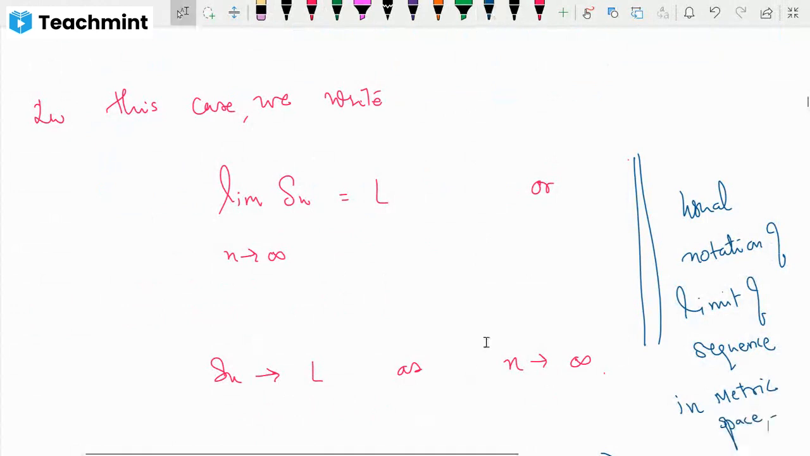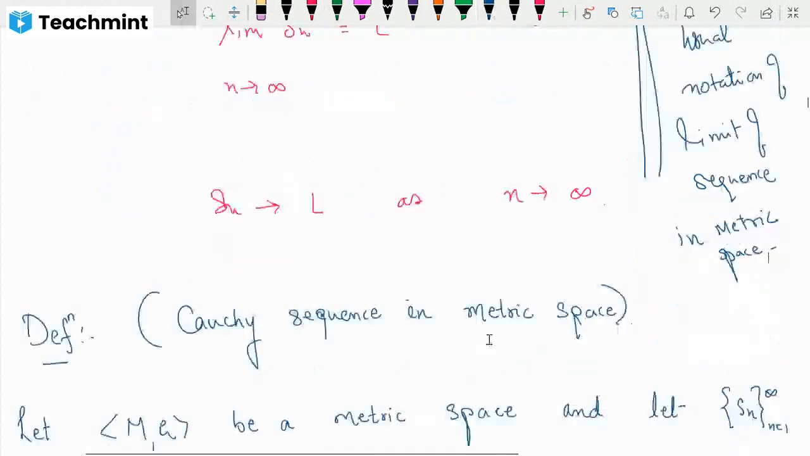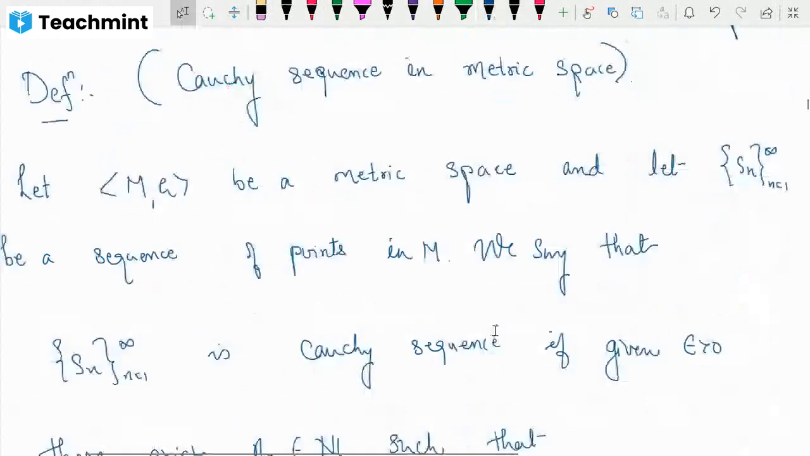Next, obviously, we are seeing all the definitions for sequences which we have already seen for real numbers, that is, sequences of real numbers in the previous course. So what is the definition of a Cauchy sequence in a metric space? Already we have seen the definition of a Cauchy sequence in real numbers.